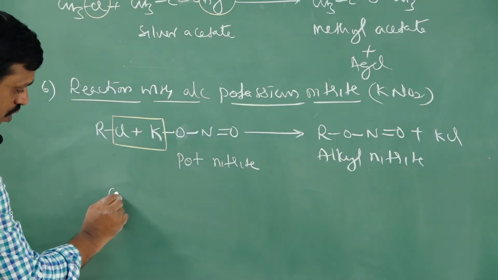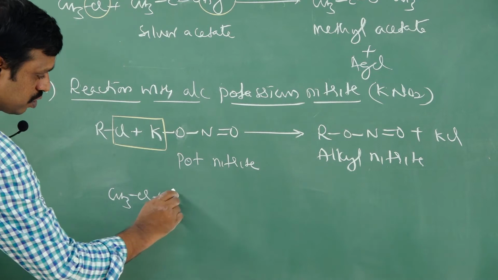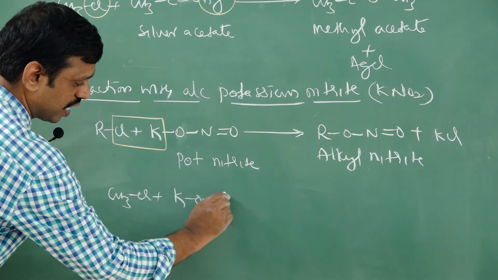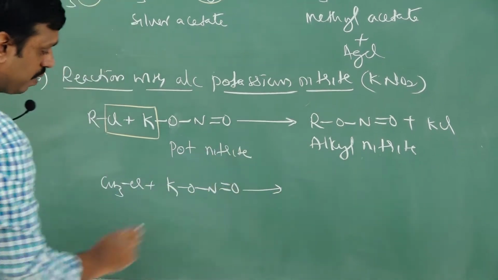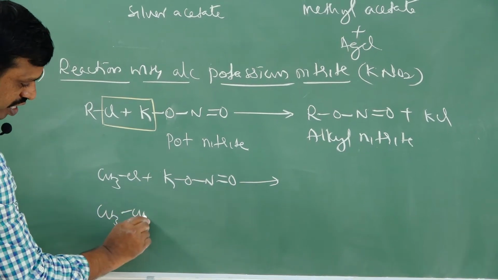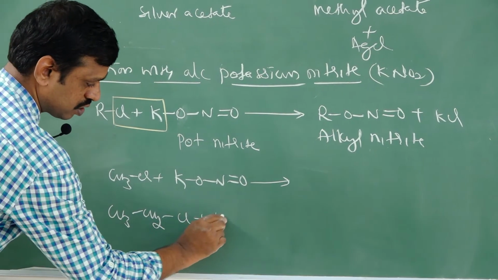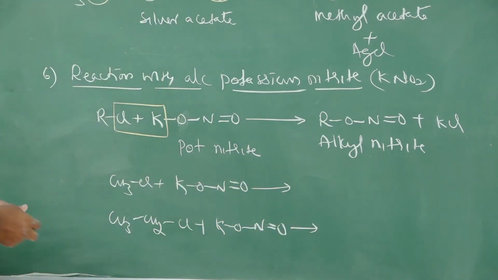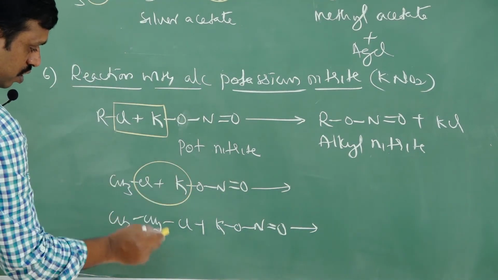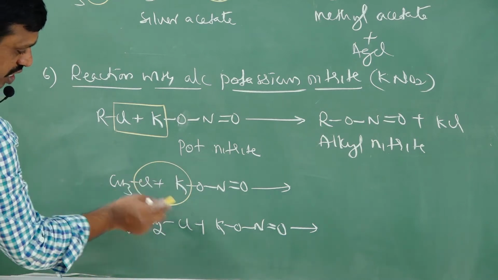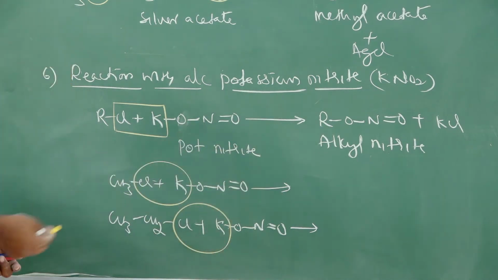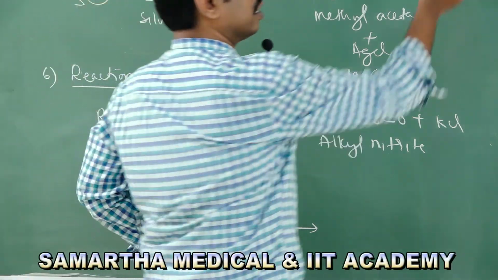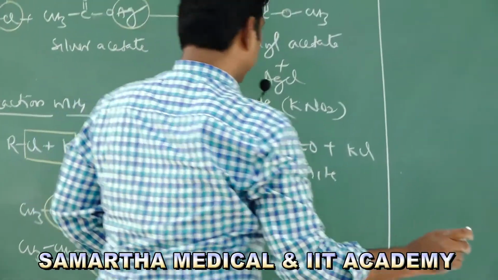For example, take methyl chloride plus potassium nitrite, alcoholic medium. Next, take ethyl chloride plus potassium nitrite, alcoholic medium. Come on, write the products. Remove KCl. Here also remove KCl. Write the product. You will get corresponding alkyl nitrite.